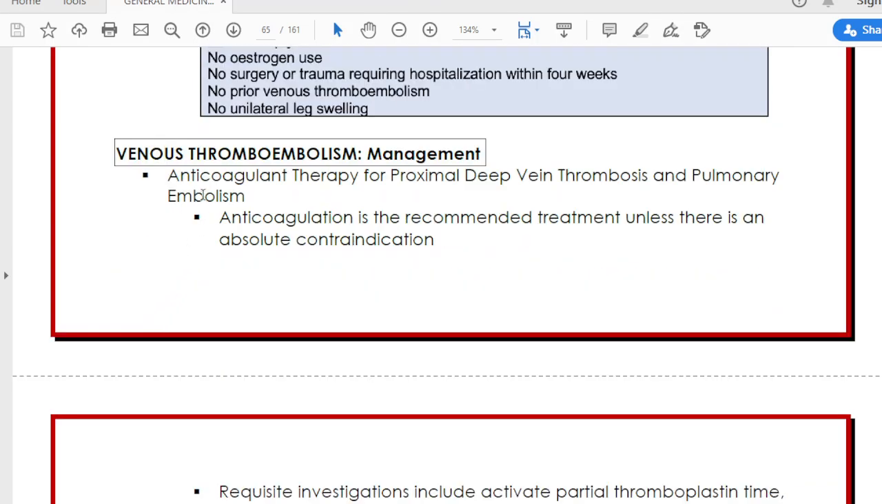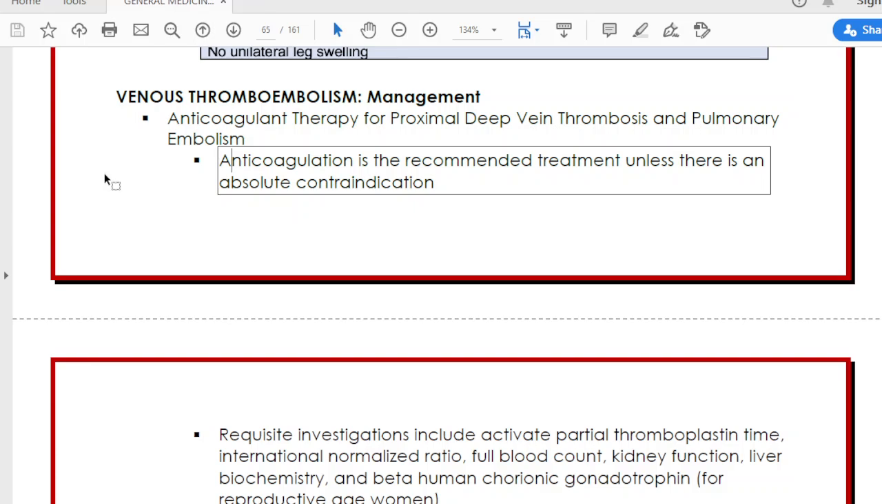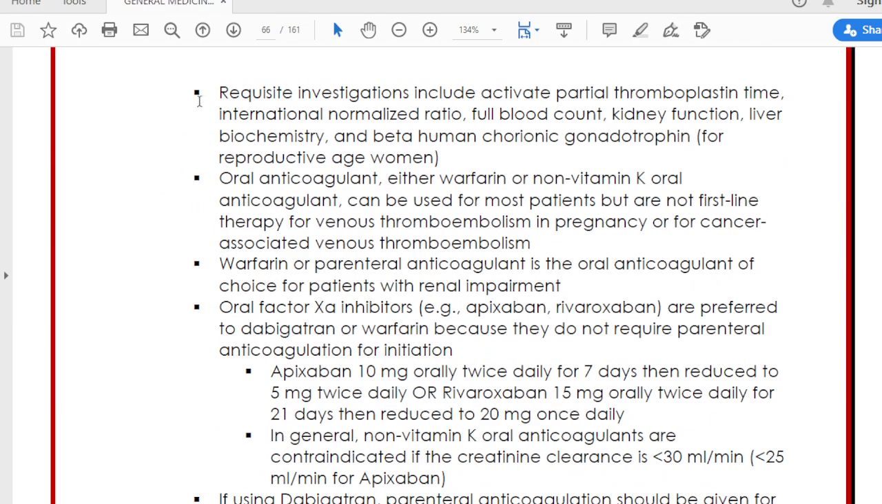Venous thromboembolism management. Anticoagulant therapy for proximal deep vein thrombosis and pulmonary embolism. Anticoagulation is the recommended treatment unless there is an absolute contraindication. Requisite investigations include activated partial thromboplastin time, international normalized ratio, full blood count, kidney function, liver biochemistry, and beta human chorionic gonadotrophin for reproductive age women.